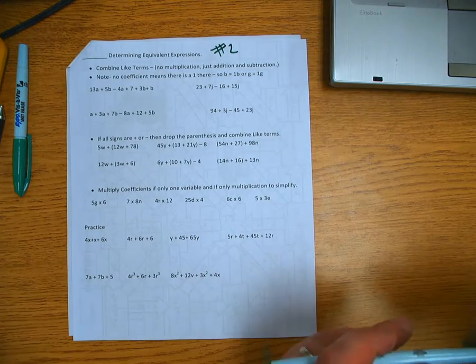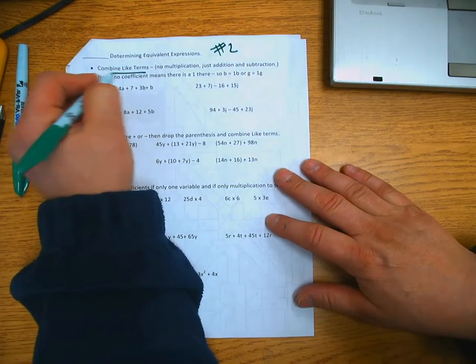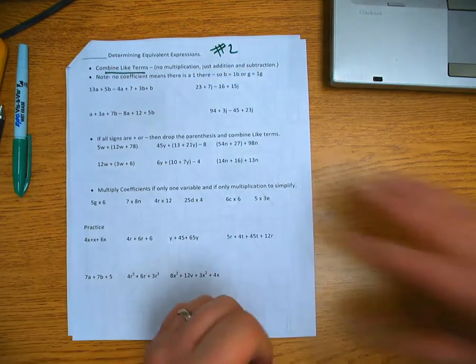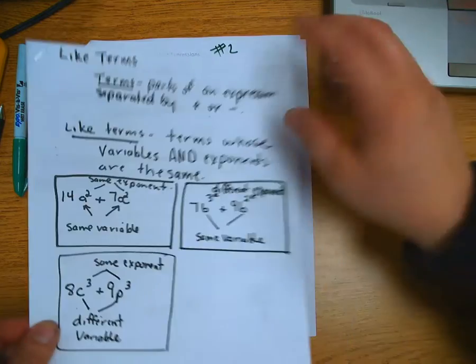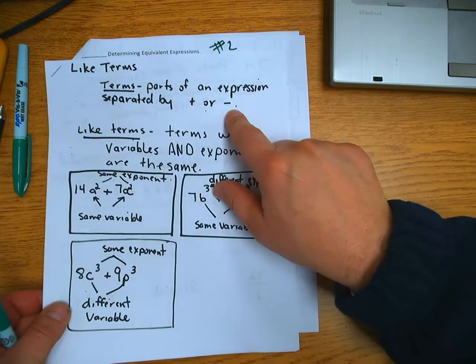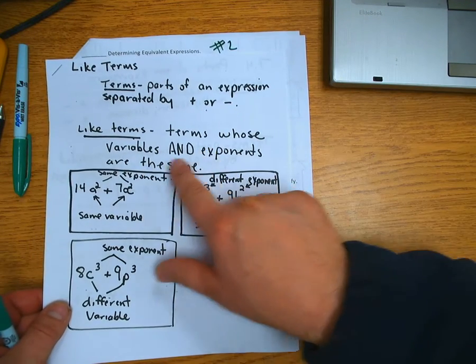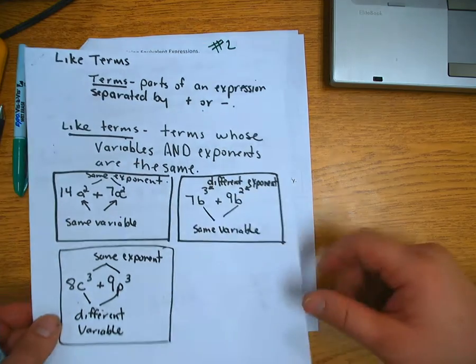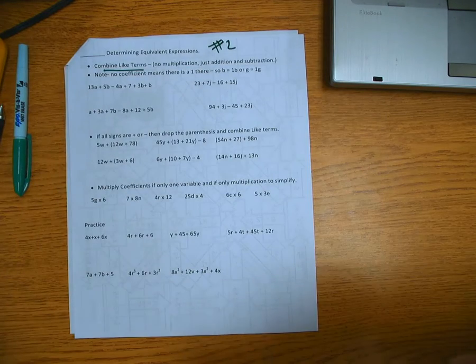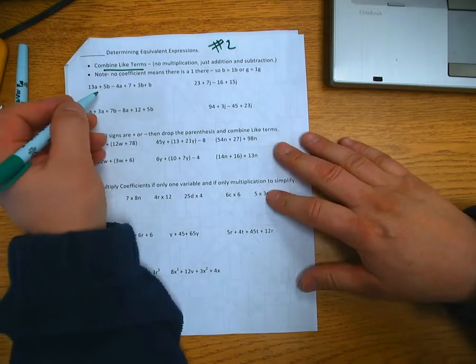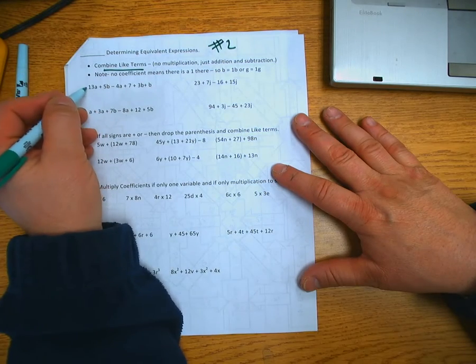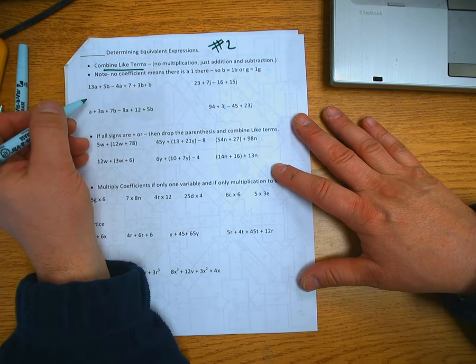This is part 2 of that. This is now combining like terms. Remember the previous video where we had like terms are parts of an expression. Like terms are terms whose variables and exponents are the same. This is video number 2 of actually combining like terms. So there are some catches here that I'll go over.